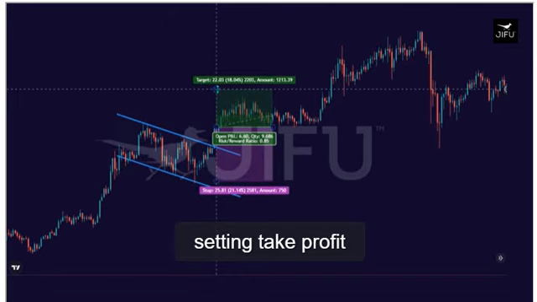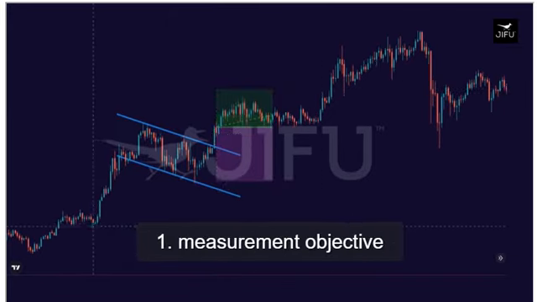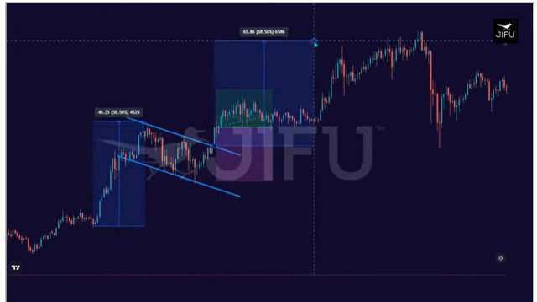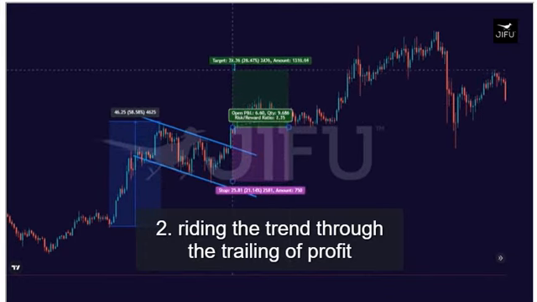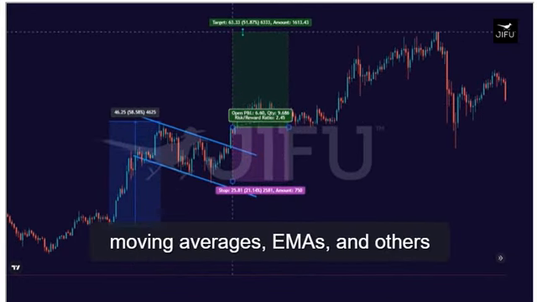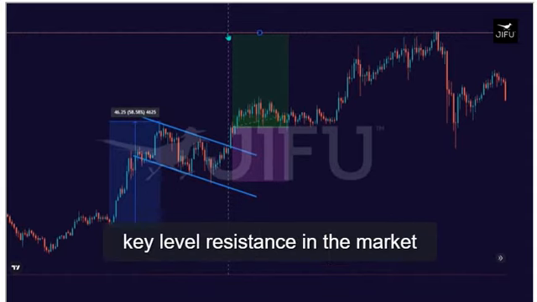Setting take profit depends on three techniques, which are: Number 1, measurement objective. Number 2, riding the trend through the trailing of profit with indicators such as moving averages, EMAs, and others. Number 3, traders can also target the next powerful key level resistance in the market.